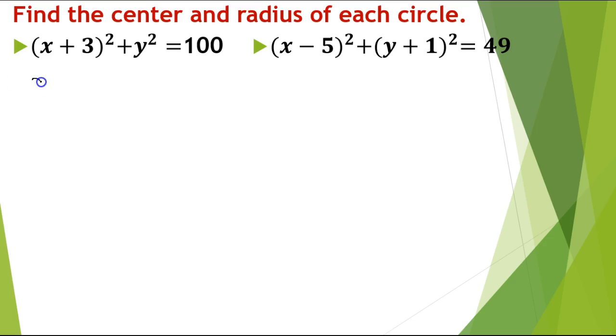So the formula looks like this: (x minus a) squared plus (y minus b) squared equals r squared. So then we try to match our equation to look like this. What can we do to make 100? We're looking for r squared.